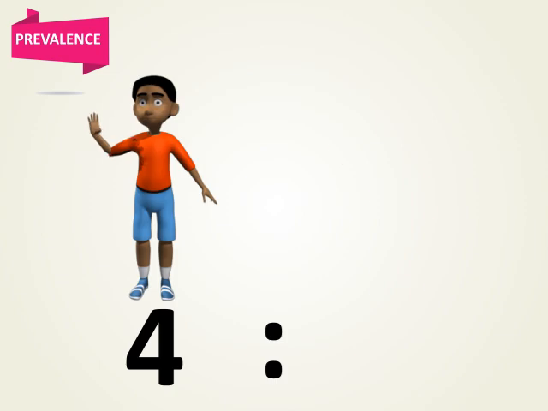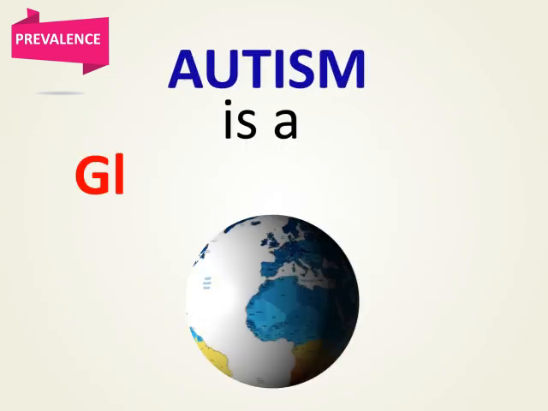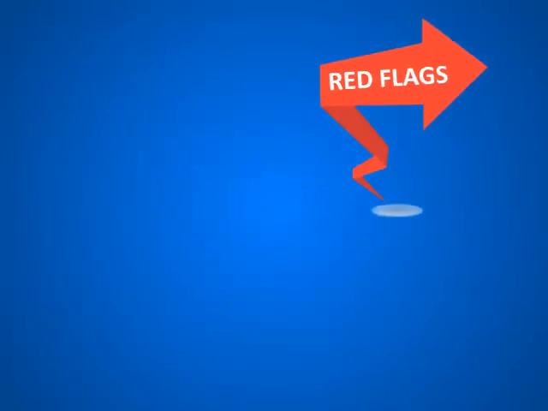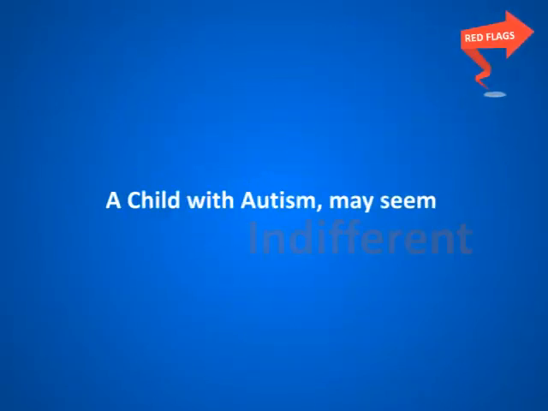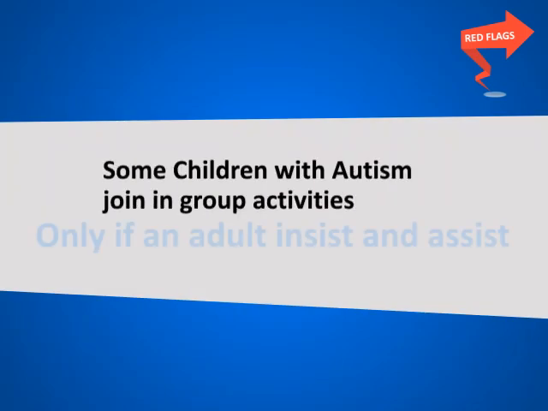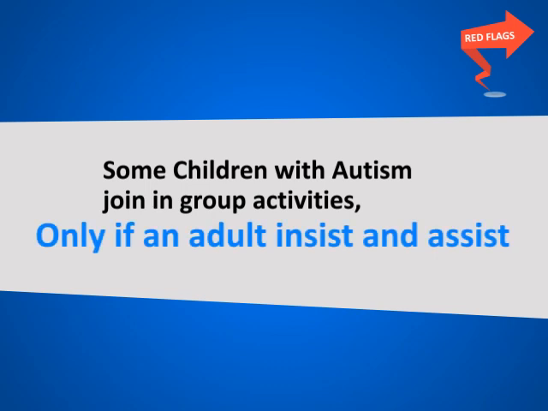Prevalence. The prevalence is 1 to 54. It affects more boys than girls at the ratio 4 to 1. Autism is a global disorder. Red flags. A child with autism may be indifferent because they do not understand social cues. Some children with autism join in group activities only if an adult insists and assists.